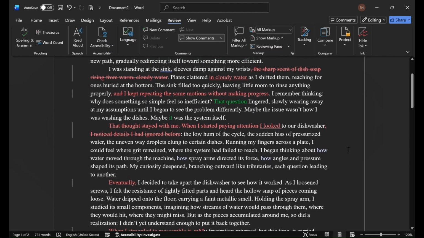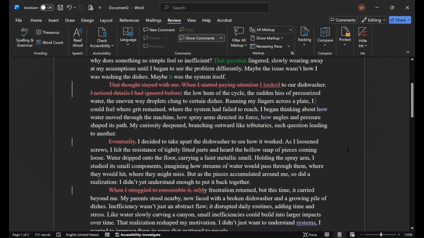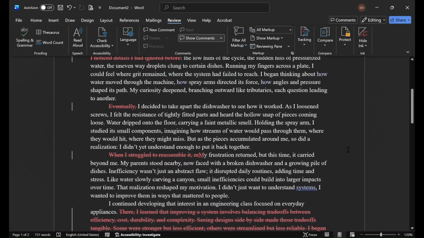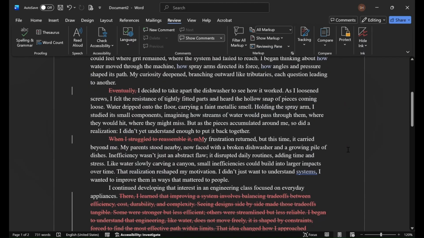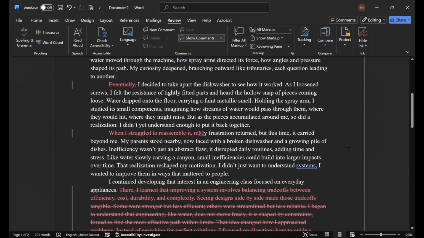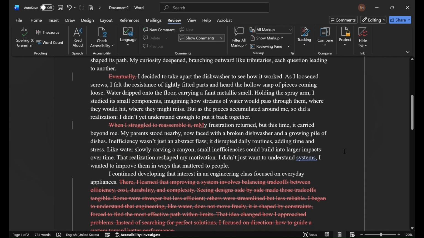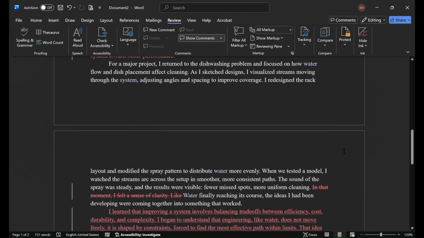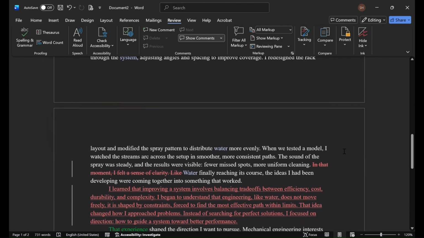Then we're starting to get rid of just small words here. "Eventually, when I struggled to reassemble it." Here we get my frustration, which already implies that you're struggling at something, so we got rid of the literal description of that. I already went through changing that paragraph and why we did that. Another sentence we got rid of.